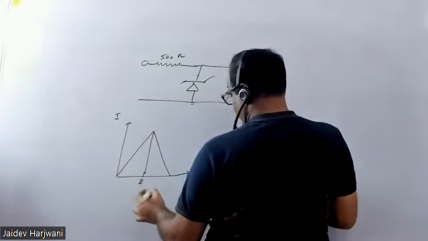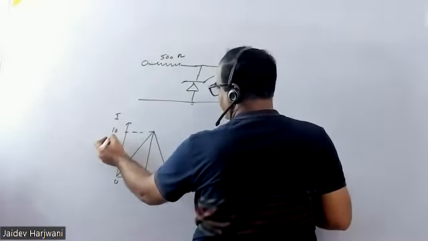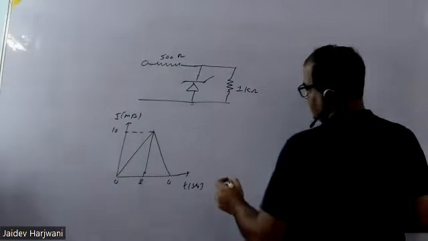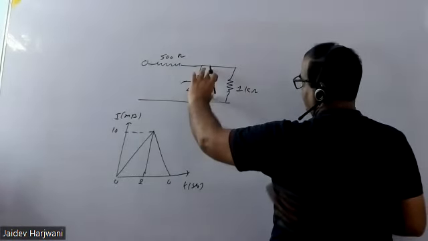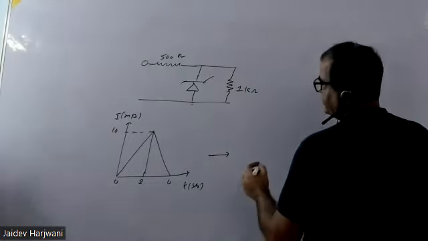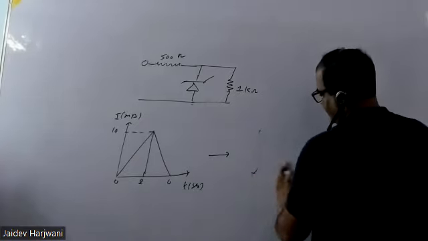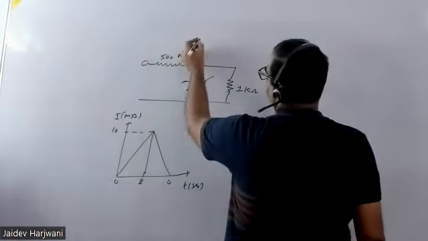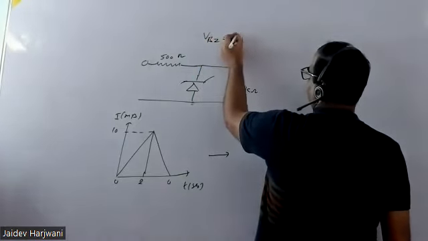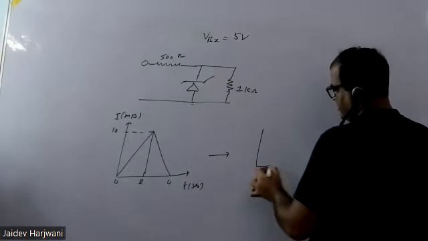This is your 2 seconds. This is zero, and this goes up to 10 milliampere and comes back to zero. So you're asking the question: if I measure current across the Zener diode, what is the current profile across the Zener diode? They are saying that the Zener breakdown voltage VBZ is given as 5 volt.